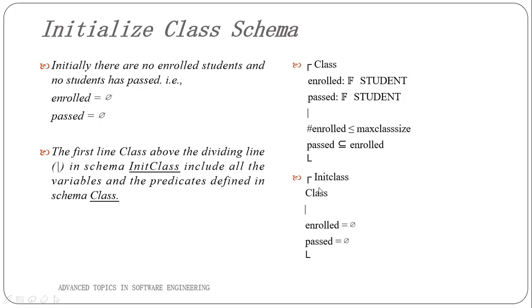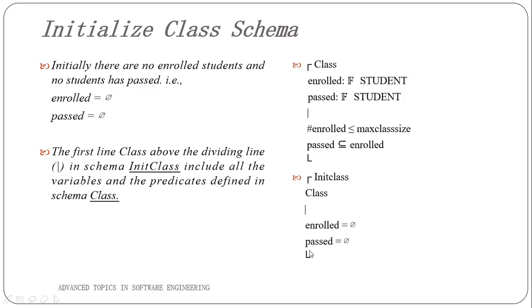So the first line, Class, above the dividing line in the schema InitClass, includes all the variables and the predicates defined in schema Class. It means that it includes all these finite sets: enrolled is included, the second finite set passed is also included, as well as the data invariant conditions, which are also present in the schema InitClass.